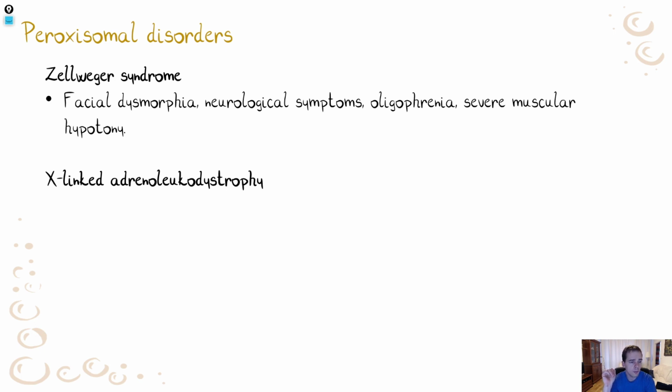And maybe you should remember X-linked adrenoleukodystrophy. And when you hear the term adrenoleukodystrophy, you know that the main clinical symptom, or the main problem of those patients, will be leukodystrophy, which means impaired myelination, and impaired adrenal function.